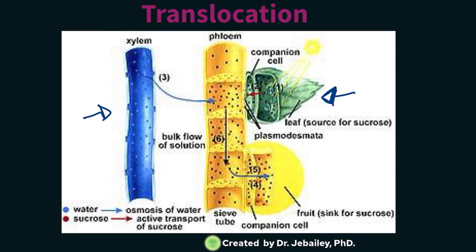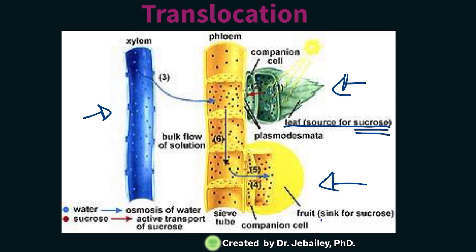Now, in the phloem, of course, we have two places that it goes to. One of them is basically the leaf, and then the other one can be the roots or it can be a fruit. Now, what does that mean? So here, the leaf will be the source of sucrose. That means the leaf is the one who does the photosynthesis. It is the one that produces the sugar. In this case, we're talking about sucrose.